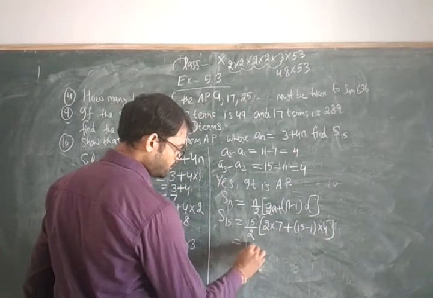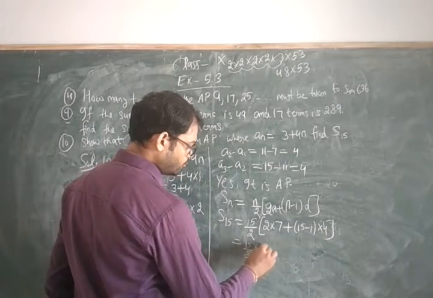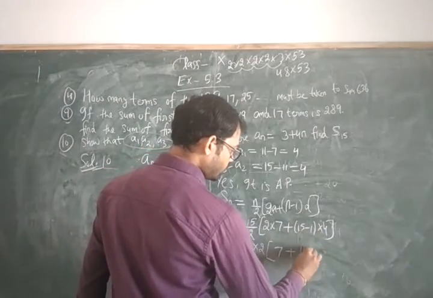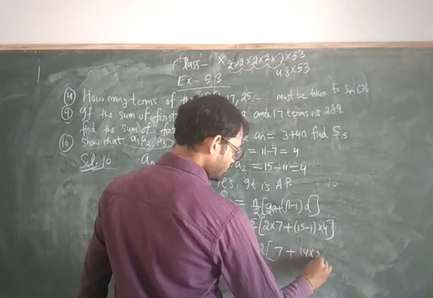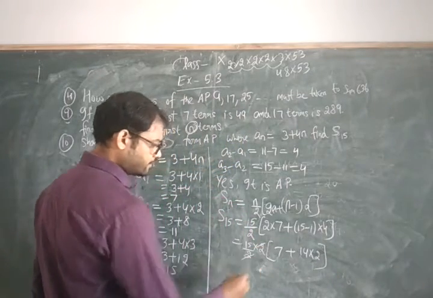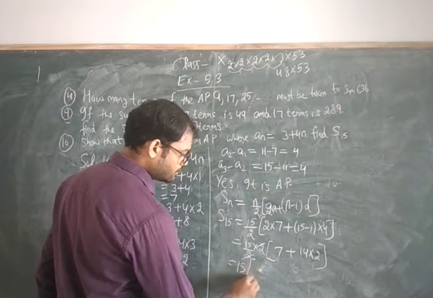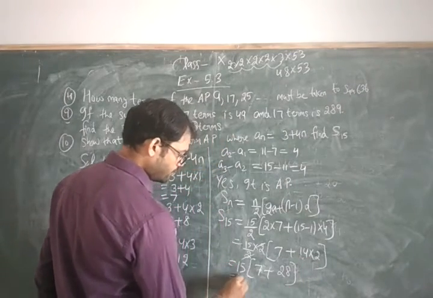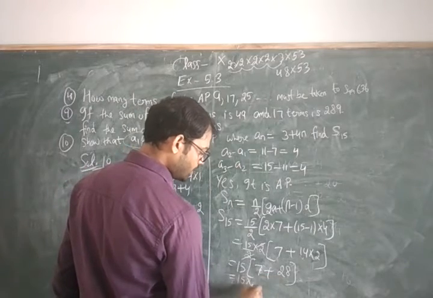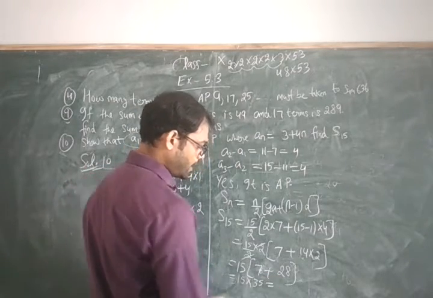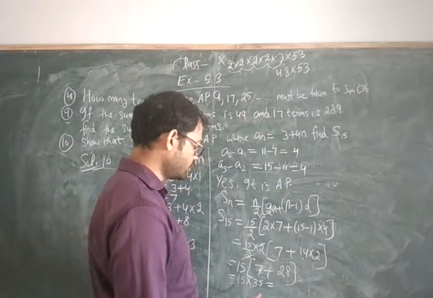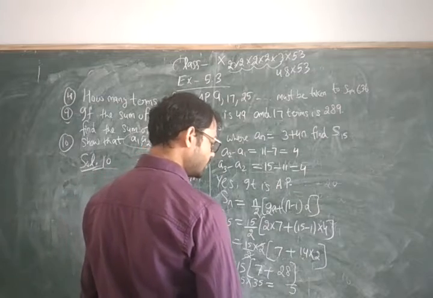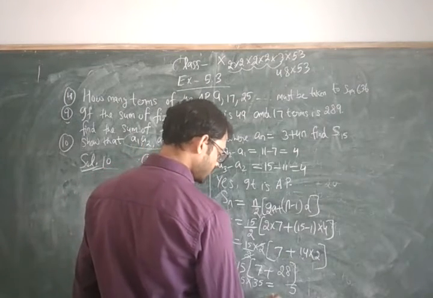So you can see you can take 2 as common. So take 2 as common. 15 upon 2 into 2 very common. Here we have 7 plus 15 minus 1 is 14 into 2. This you can see that 7 plus 14 is 21 and 15 into it becomes 35 and multiply all these, 15 into 35. 15 times 5 is 75, 15 times 3 is 45, so 525.